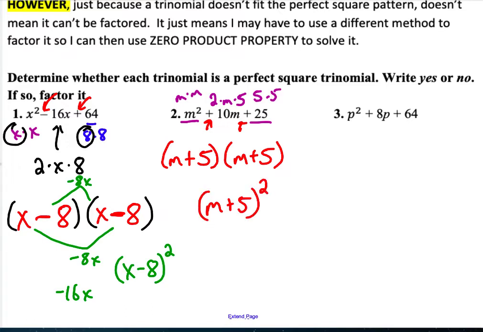So we don't have to go through all the other steps of trying to figure out what do I want to multiply together and what should those terms be. If it follows this pattern, we know it's one of these perfect squares, and we can just go ahead and factor it out.